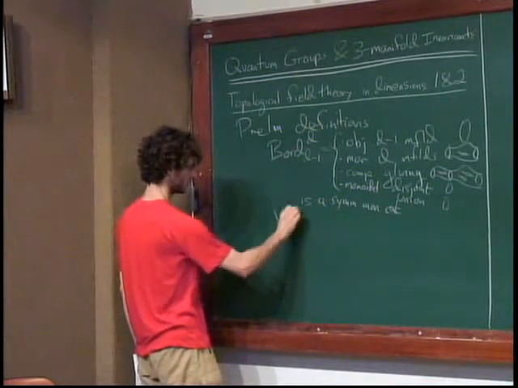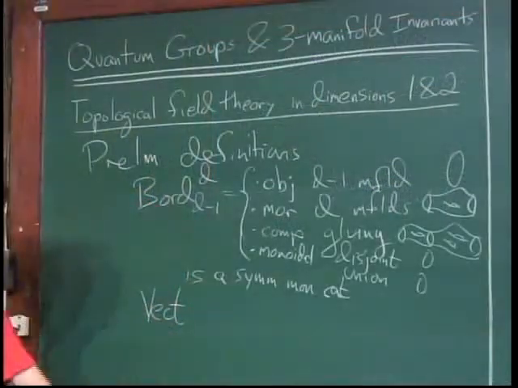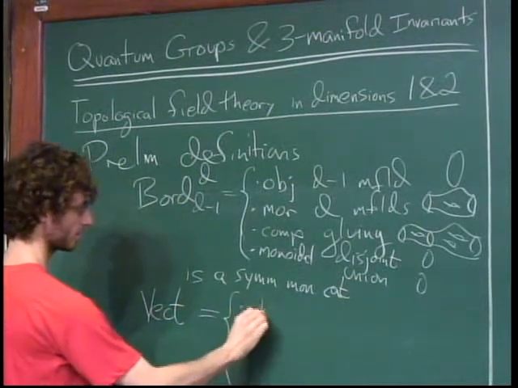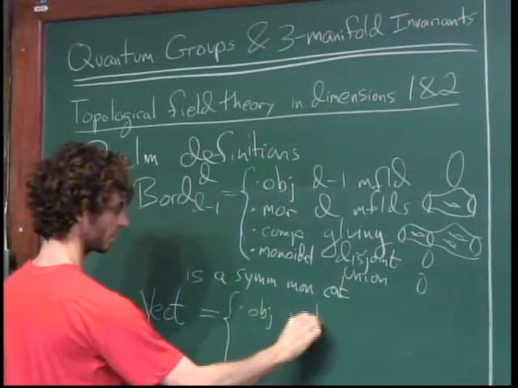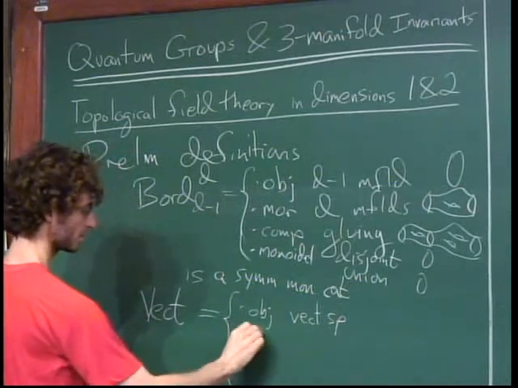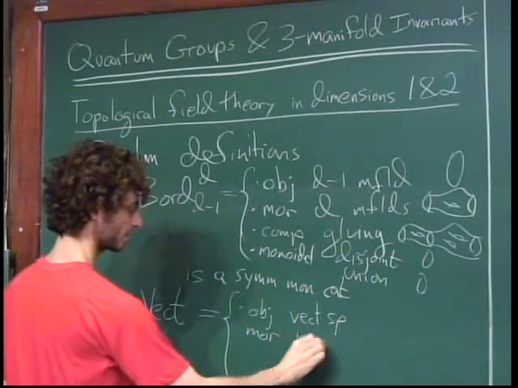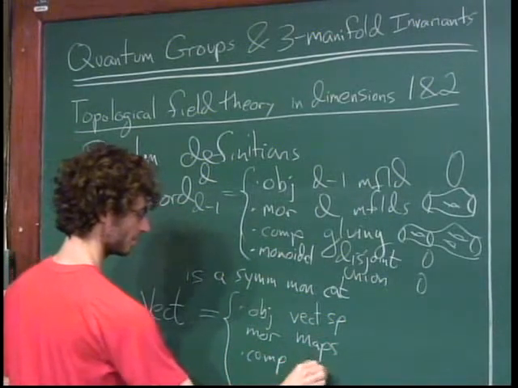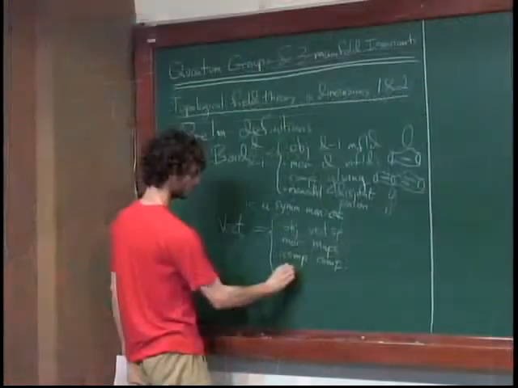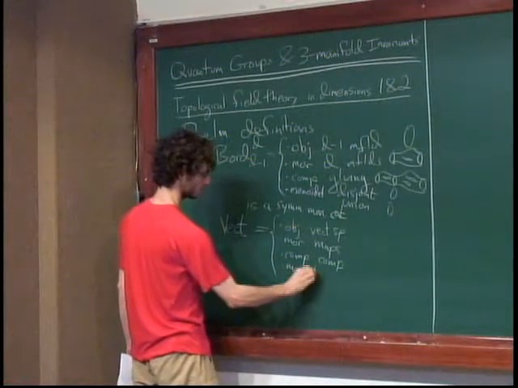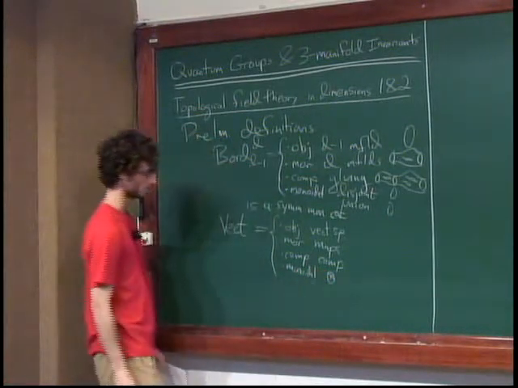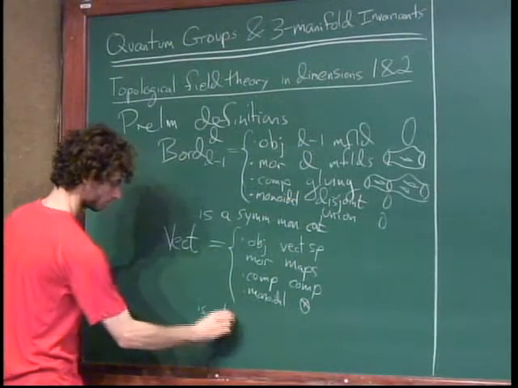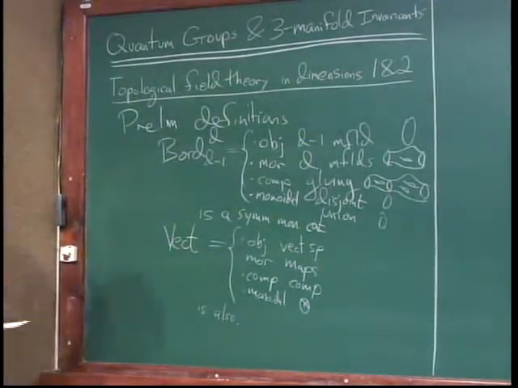So in particular, Vect is going to be our target algebraic category for now. So of course the objects are vector spaces, and the morphisms are maps of vector spaces, and composition is, well, composition of maps of vector spaces. And then the monoidal structure we're interested in is the tensor product. So this is also a symmetric monoidal category.